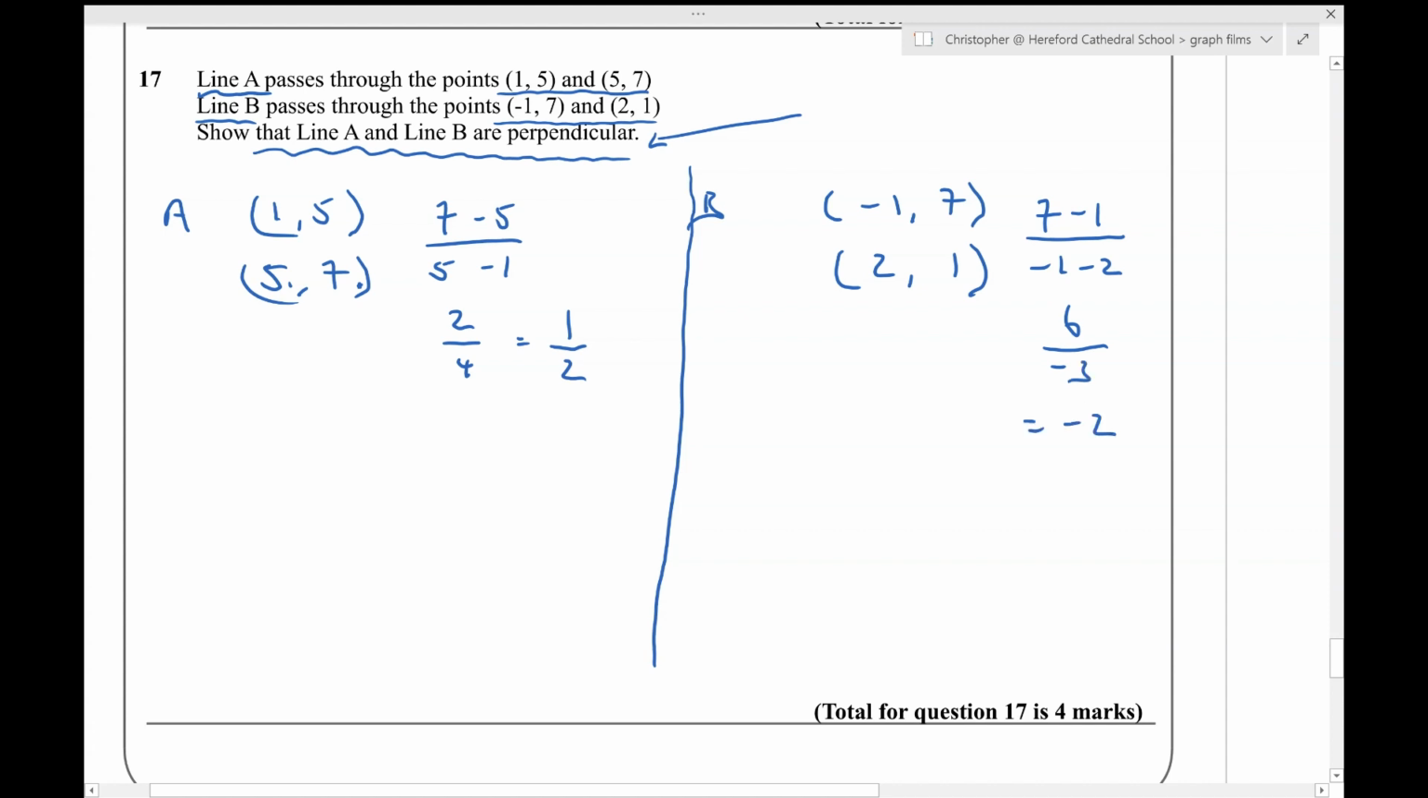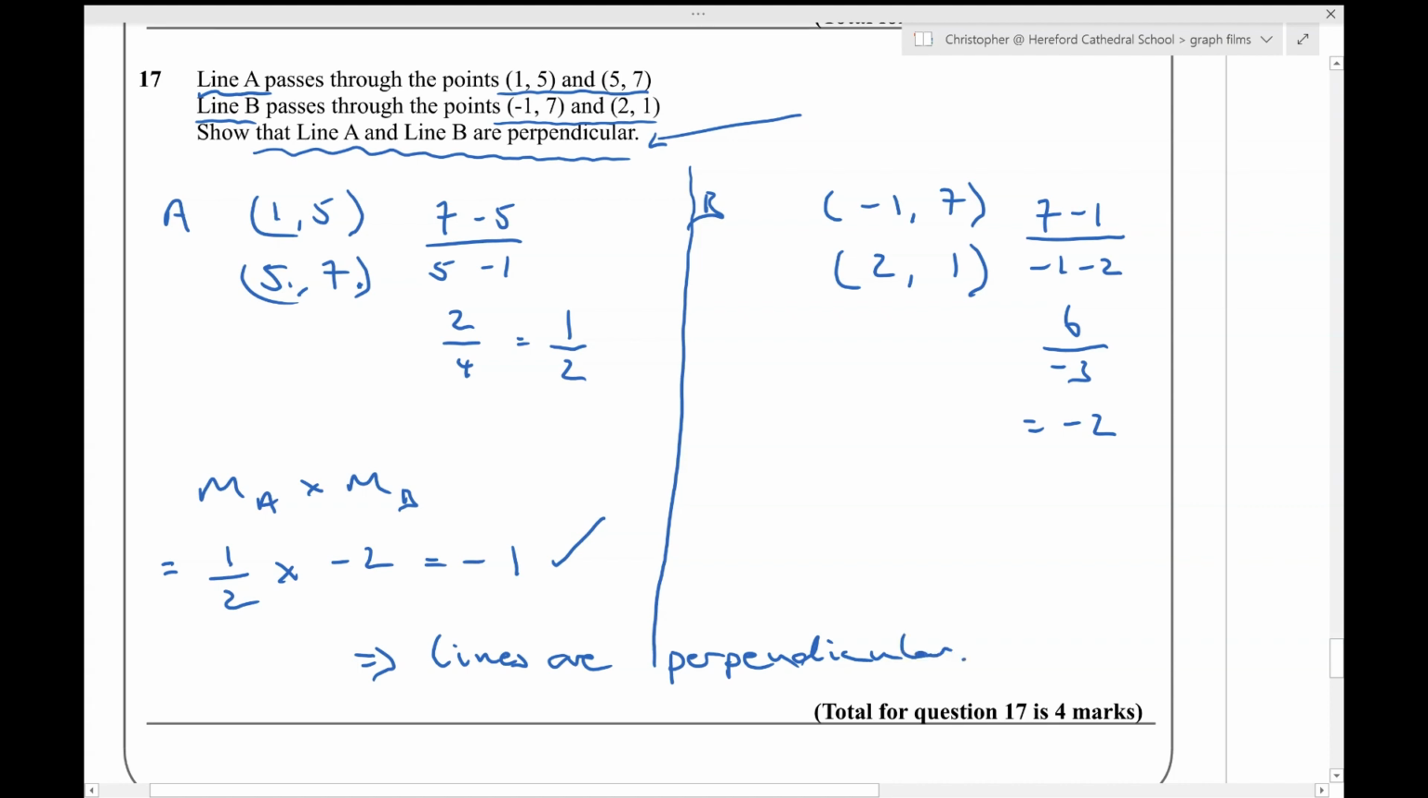So I've got MA and MB. Let's see if MA times MB, let's see if that equals minus 1. That's going to be a half multiplied by minus 2, which does equal minus 1, implying that the lines are perpendicular.